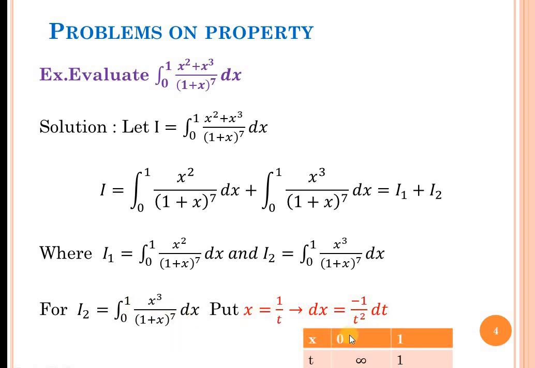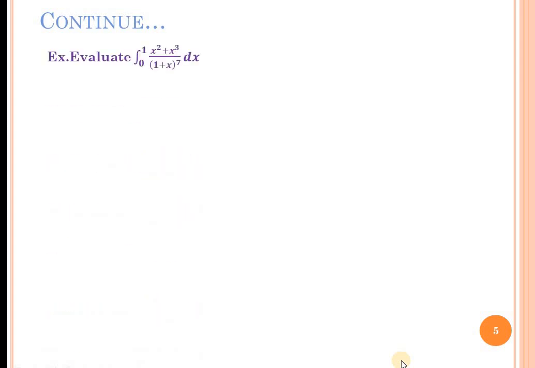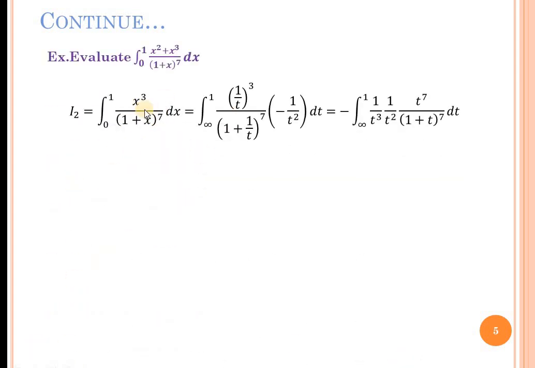And the limit of x changes from 0 to 1. When x is 0, t becomes 1/x, and 1/0 is infinity. When x is 1, t becomes 1. Now we continue this example. The limits of I2 change from infinity to 1. We replace x by 1/t, so x³ becomes 1/t³, and (1 + x) becomes (1 + 1/t) raised to 7. And the important thing: don't forget to replace dx. dx becomes -1/t² dt.